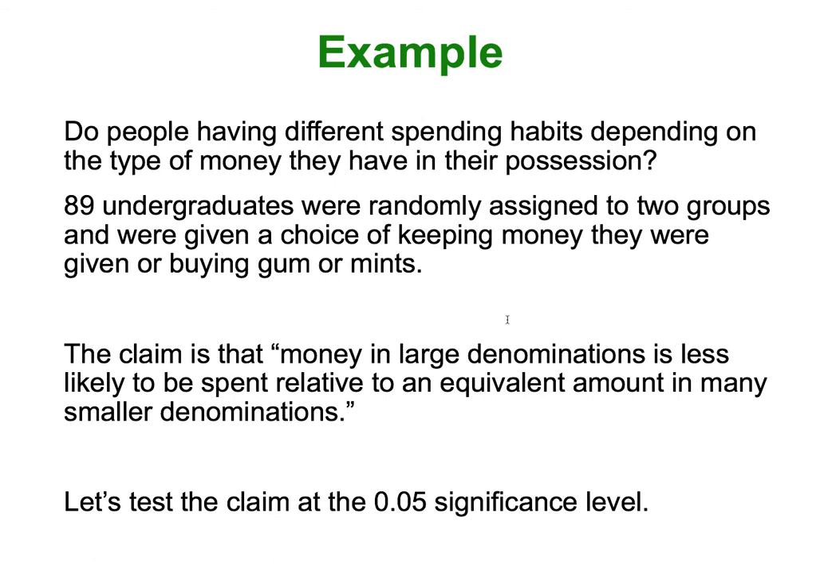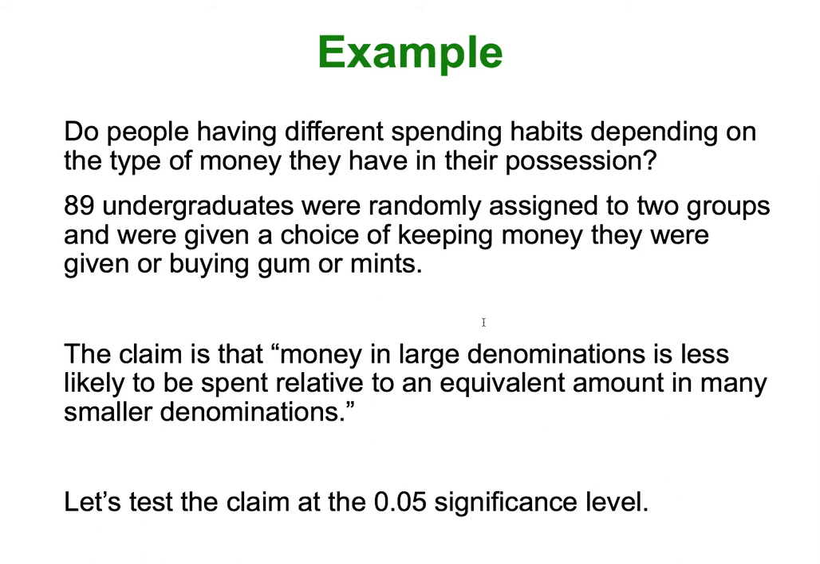And here's our example. We have 89 people randomly assigned to two groups, and they are given $1. One is given a single dollar, the other is given 4 quarters. And the claim is that money in large denominations is less likely to be spent relative to an equivalent amount in many smaller denominations. Now, a dollar is not exactly a larger denomination, but that's what was used in the example.